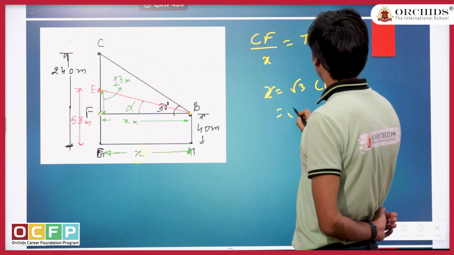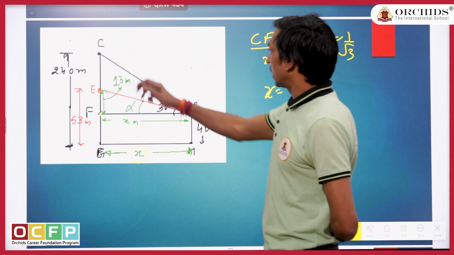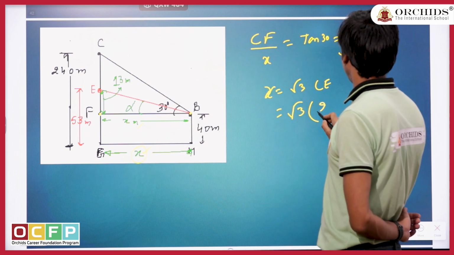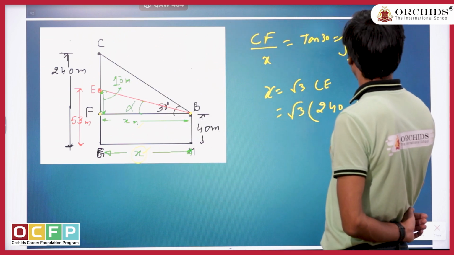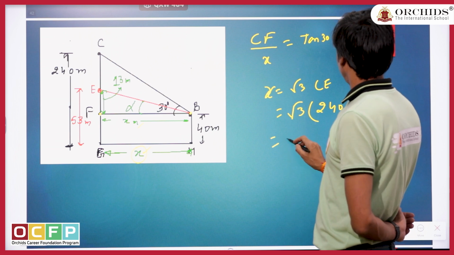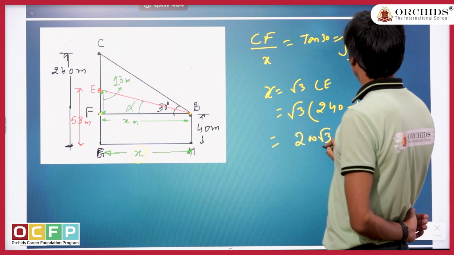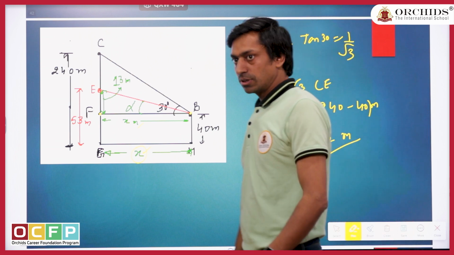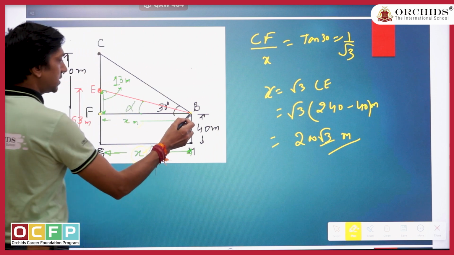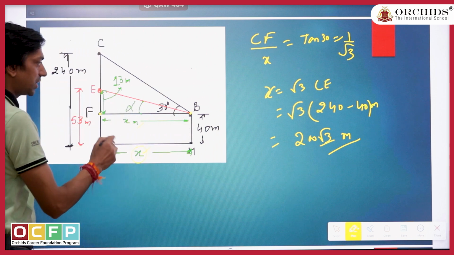And the CE distance is how much? The total height is 240 and the CE height is 40 meters, so CE is 200 and I get 200 times root 3. You can put in the value of root 3 and we'll get the answer for this distance x, the distance of point B from the statue. That is the one thing.